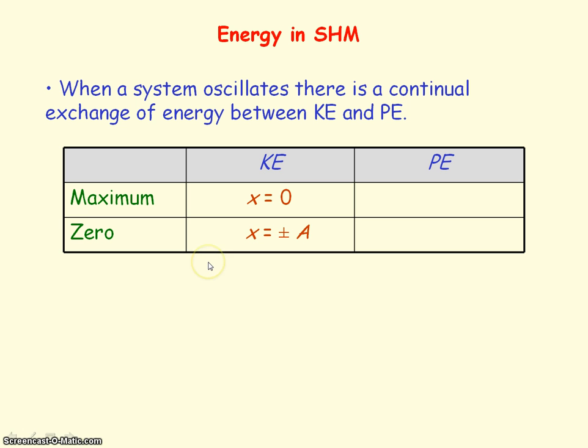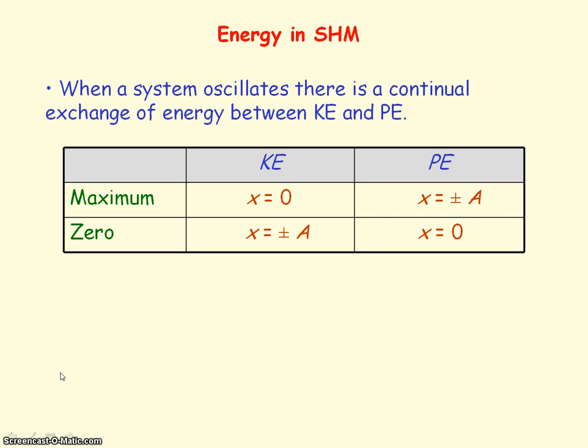Because of the continual exchange between kinetic energy and potential energy, potential energy will be maximum when kinetic energy is zero, so that is at maximum displacement. And potential energy will be zero when kinetic energy is maximum, so that is at zero displacement, that is when the oscillation is at the equilibrium position.